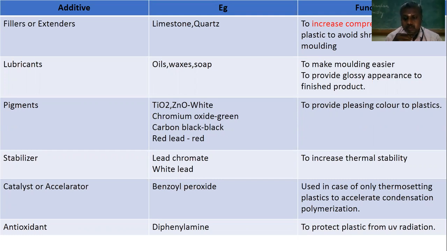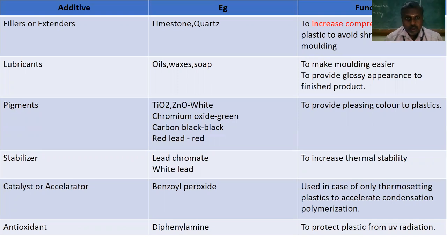Next one is antioxidants. What is the function of this antioxidant? To protect the plastics from UV radiation. If the plastics are exposed to sunlight, UV or IR rays are present. IR and UV radiations break the polymer chain and also reduce the strength of that polymer. This can be prevented by using antioxidants. Diphenylamine is an example for antioxidants.